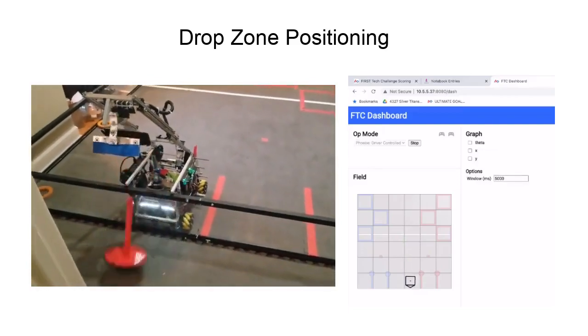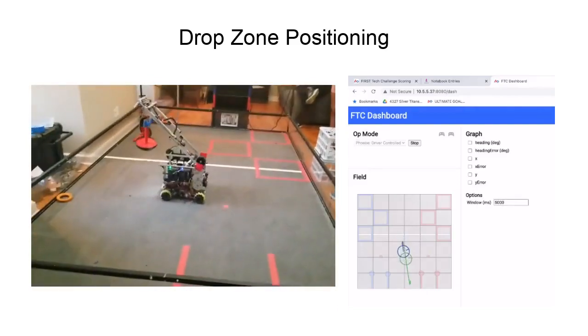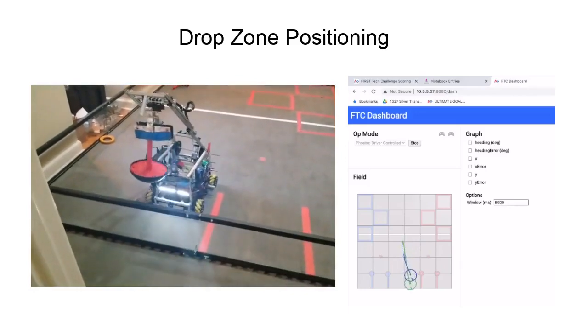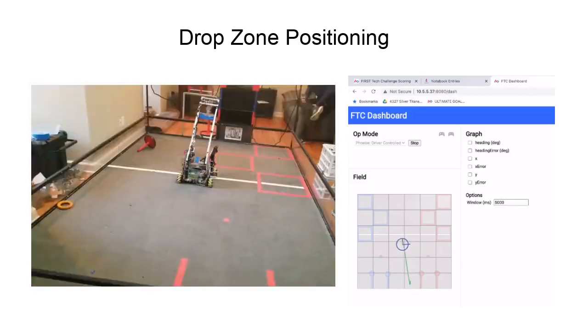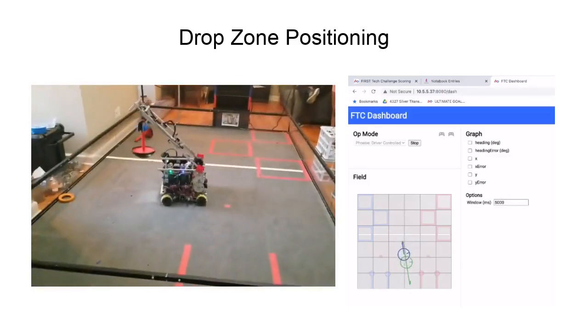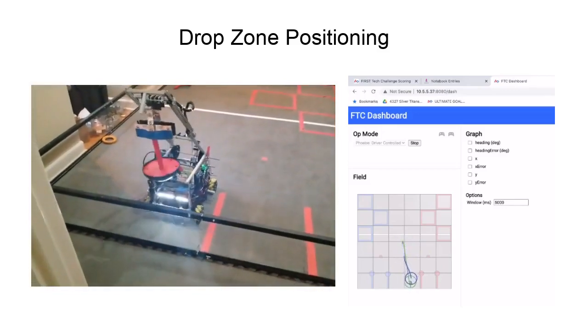This automation moves the robot to the drop zone from anywhere on the field. As soon as we grab the wobble goal, the driver will press the button Y on the controller to move the robot near the drop zone.